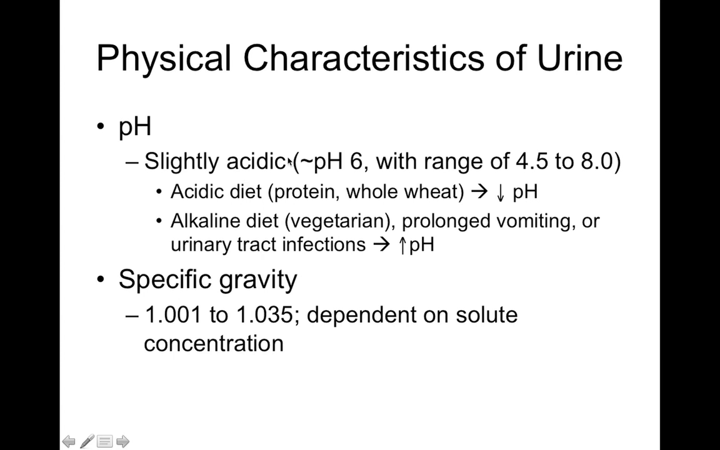Otherwise, normal pH of urine should be slightly acidic. In fact, it's the acidity of your urine that also protects against infection, because that acidic urine helps to kill off bacteria as it washes out those bacteria from your urinary tract.